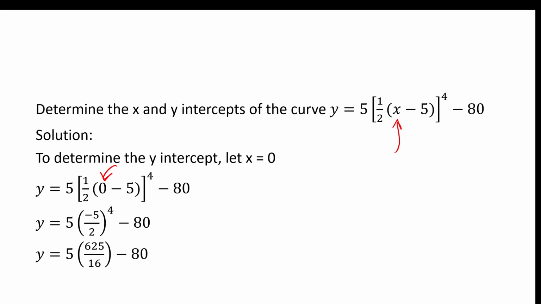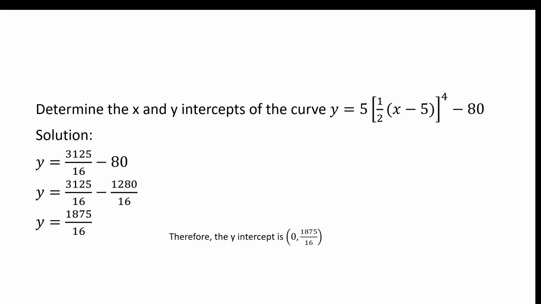quantity to the 4. Negative 5 over 2 quantity to the 4 is equal to 625 over 16. Okay, now we're going to multiply that by 5 and subtract 80. And we ultimately get 1,875 over 16. That is our y-intercept, 0, 1,875 over 16. Okay, now how about for x-intercepts? Well, as stated earlier, when you have a fourth degree, you could have 0, 1, or 2 x-intercepts.